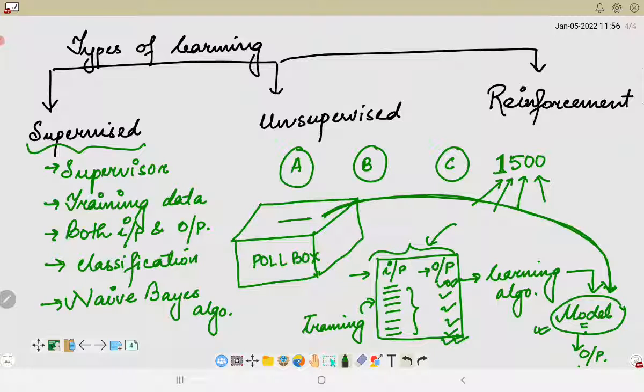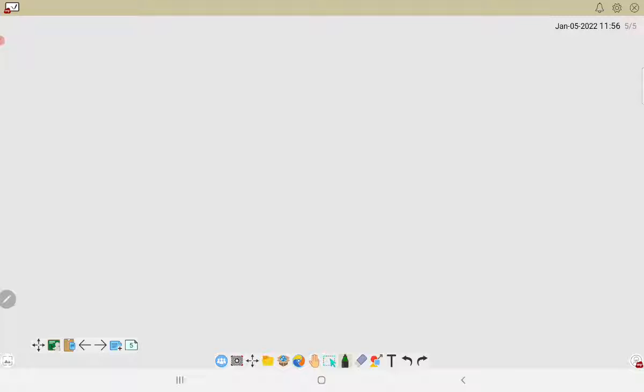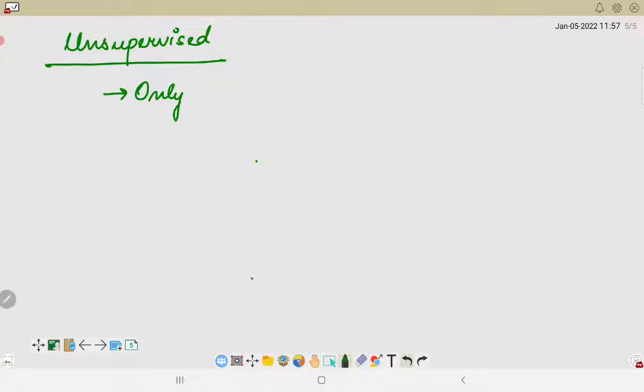Okay, the next important concept or next important learning is unsupervised learning. Now this unsupervised learning is exactly the situation where we know only the inputs. So in this situation we will have only inputs and no outputs.